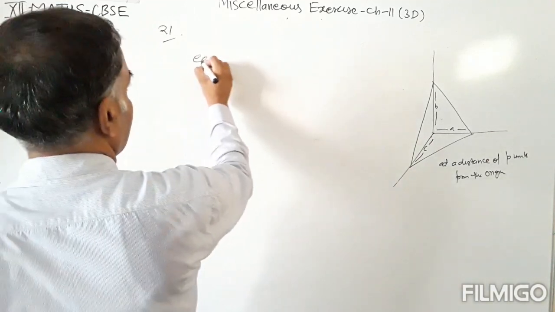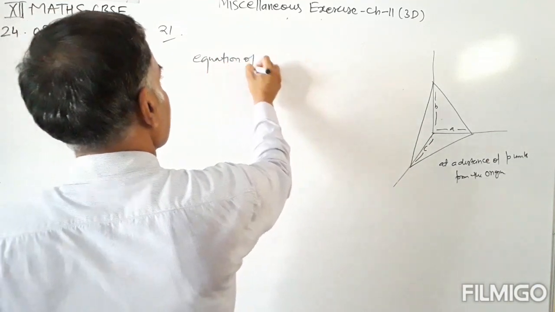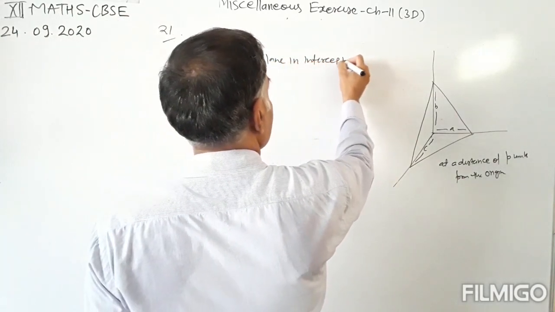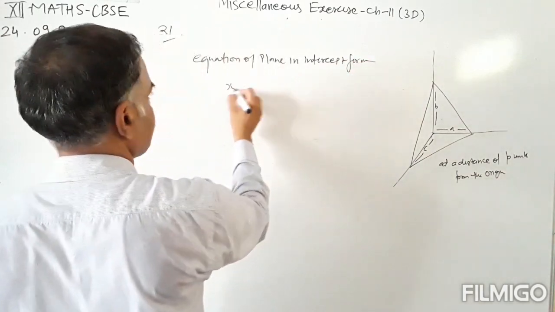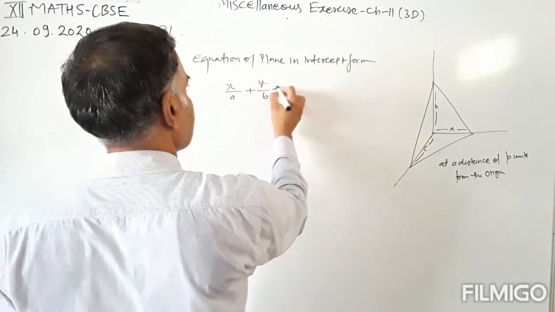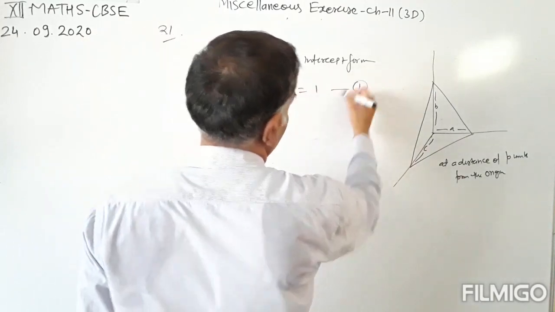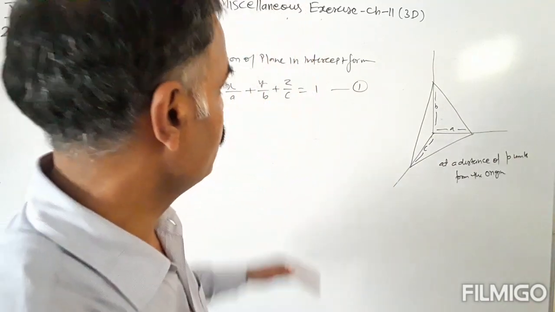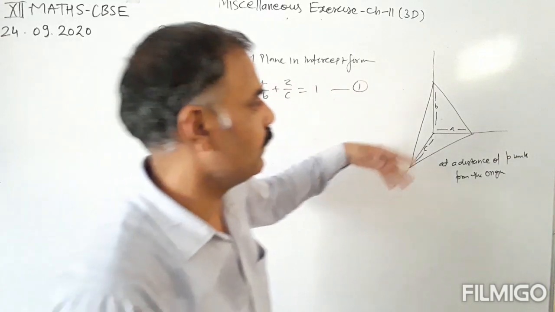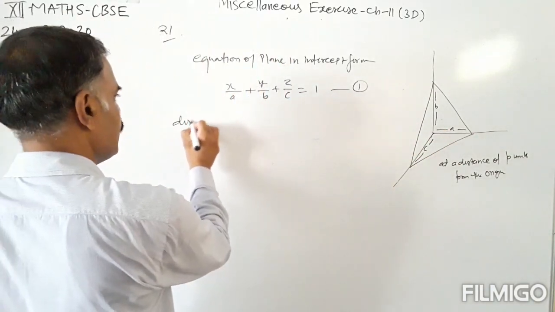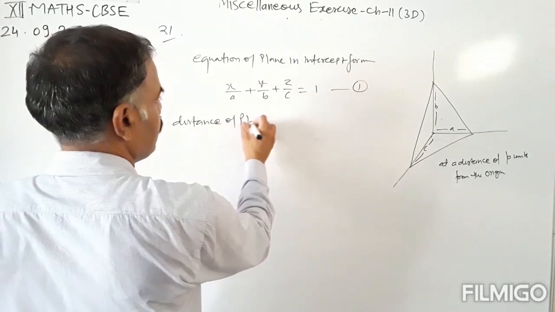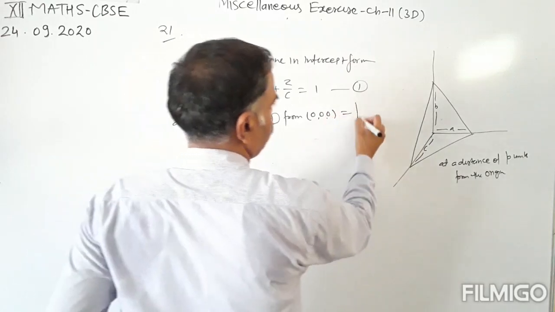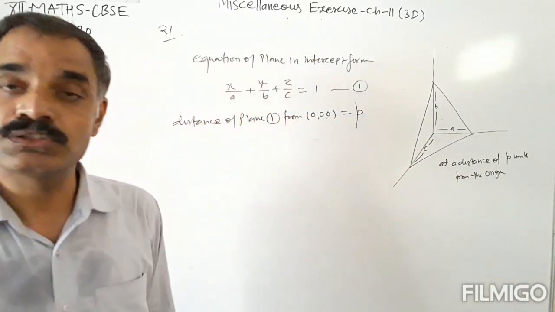Now the equation of the plane in intercept form is x upon A plus y upon B plus z upon C is equal to 1. This is the equation of the plane in intercept form. Now the distance of this plane from the origin (0, 0, 0) is given as P.